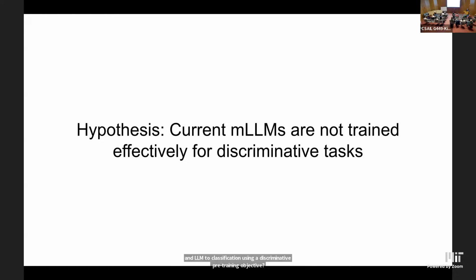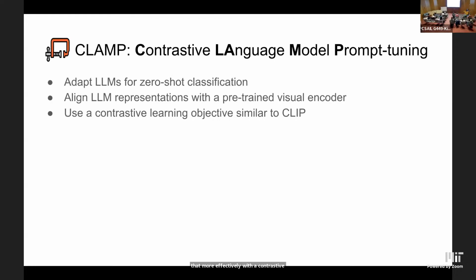Well, I shouldn't say pre-training, because the LLM itself is pre-trained, and the vision backbone is also pre-trained. Now we're training the two to stitch them together. Can we do that more effectively with a contrastive loss? That's the idea behind CLAMP, where our goal is to adapt an LLM to zero-shot classification. It's almost a proof of concept to see how well it would do, and how much we can close the gap to CLIP, basically.